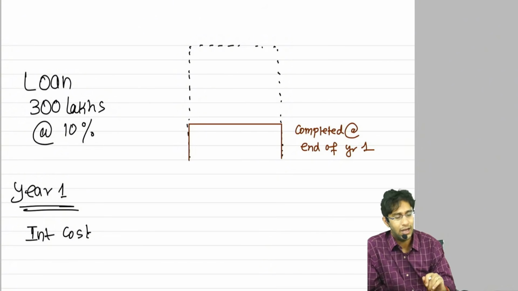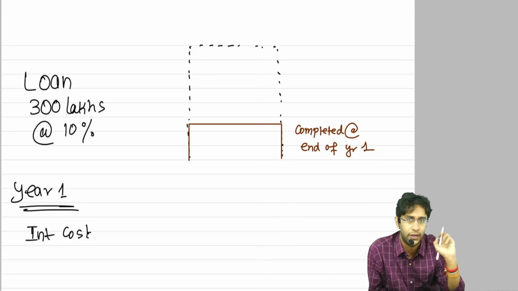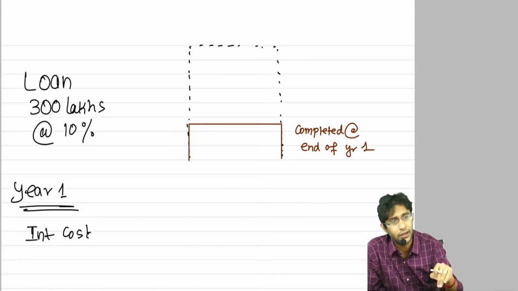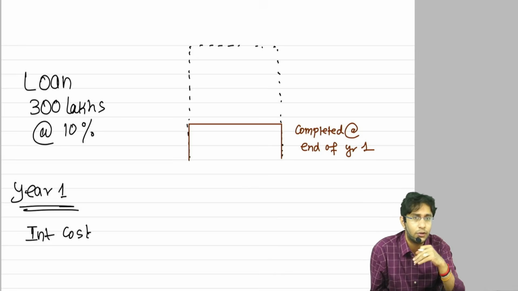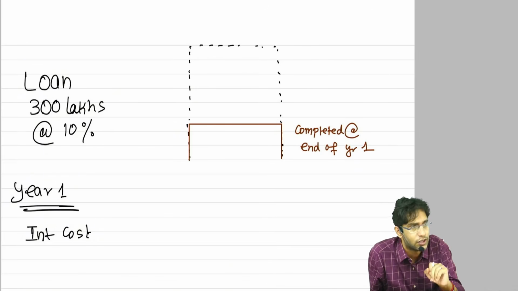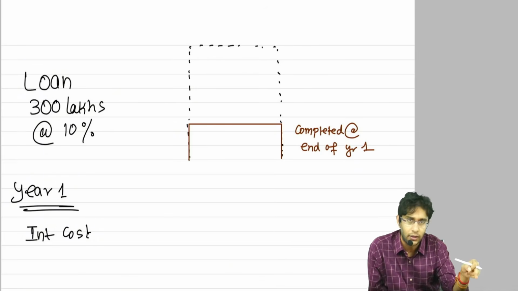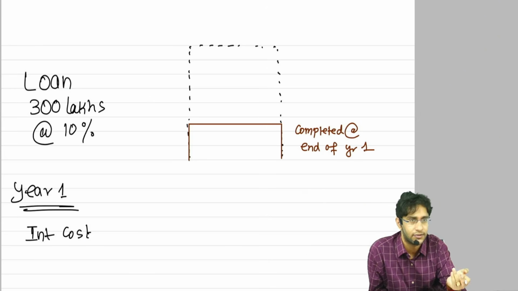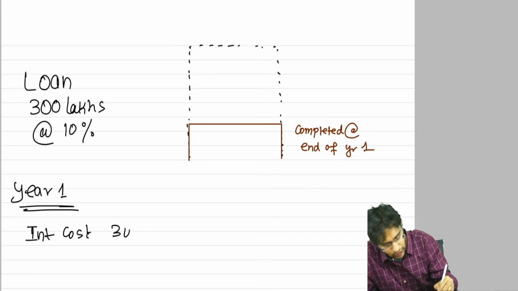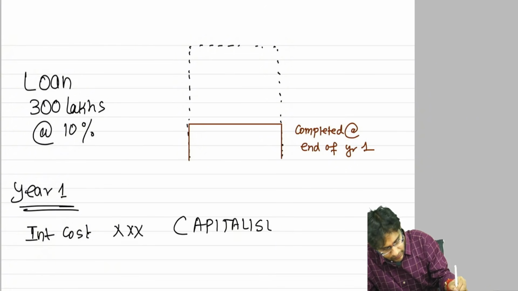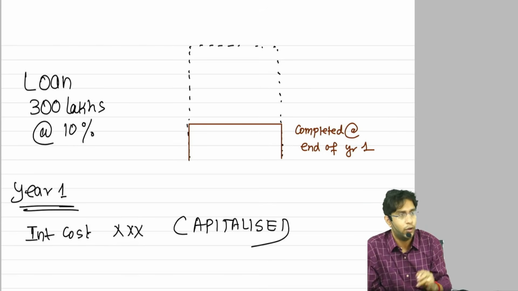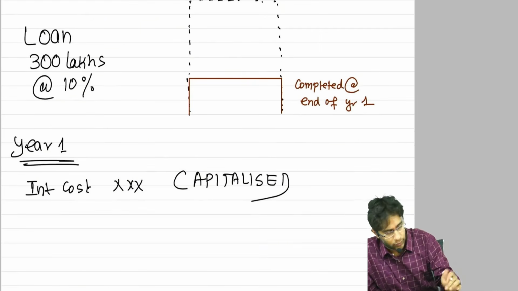Why? The second and third floors are not completed. The first floor is completed when? On the last day. Throughout the year, the first floor also was not ready for usage. So throughout the year, the asset is not capable of giving any benefits. So the interest cost, whatever is there, is fully capitalized. Do you agree with this? Right.